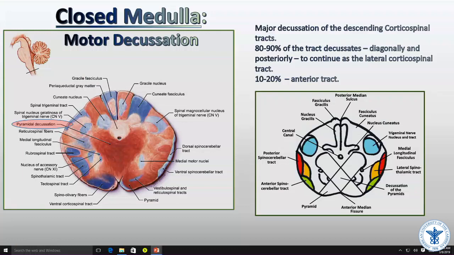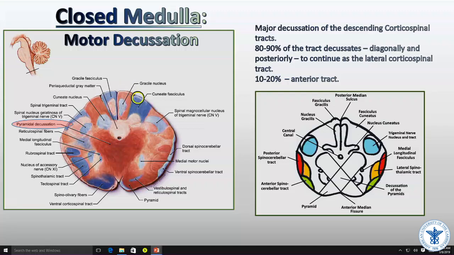Now this is another representative section which you could be quizzed on. You could have this on a test. This is the motor decussation, very typical. You can see these large bands of fibers which are crossing over. You'll be able to identify these. If you see this X-shaped structure here, you know you're in the motor decussation, all right? So this is very important to remember.